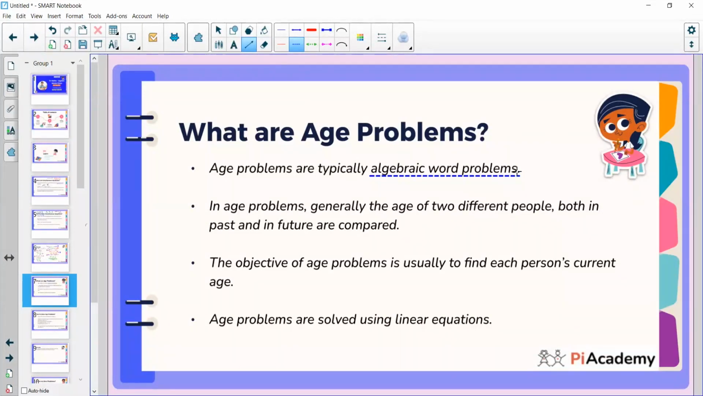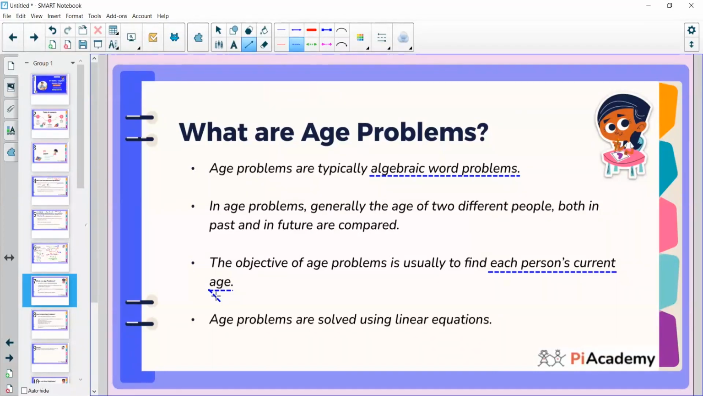And where you are comparing the ages in the past and in the future. So 4 years ago, my age was 10 times your age. This is comparing my age in past and in future. So age problems typically deal with such comparisons. And the objective of the age problem is usually to find a person's current age. This is not always true, but mostly the age problem's objective is to work out the person's current age using all the comparisons and hints given about their ages in the past and in the future.